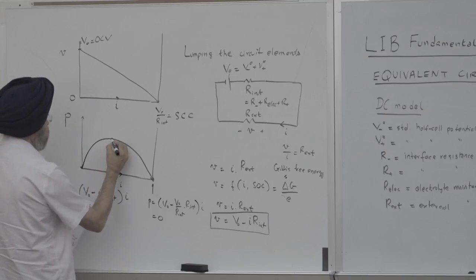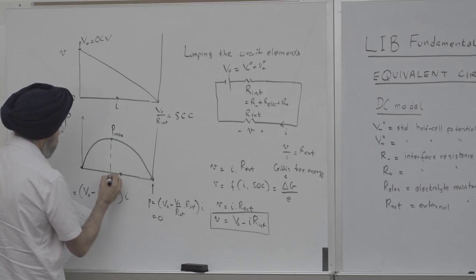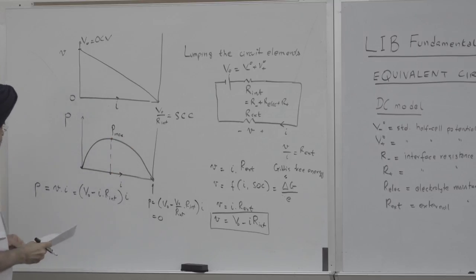So the question comes up, what is this maximum power and what is the current at which the maximum power happens? So for that, we can do our simple introductory math.